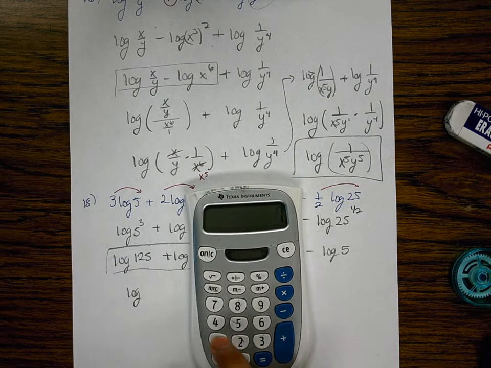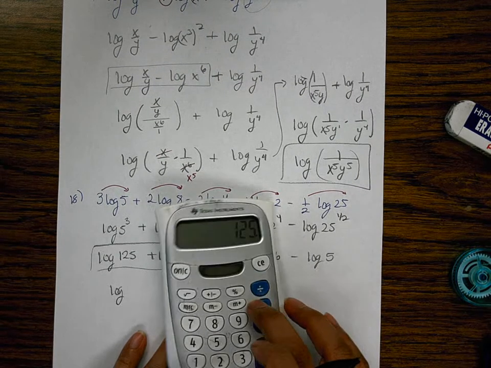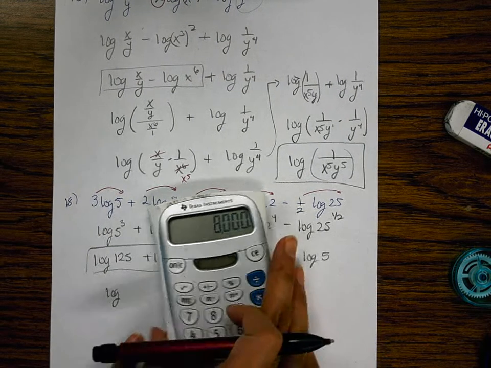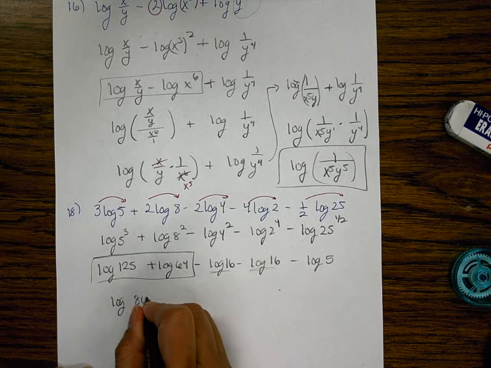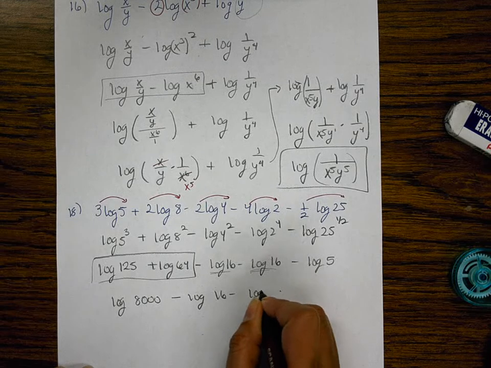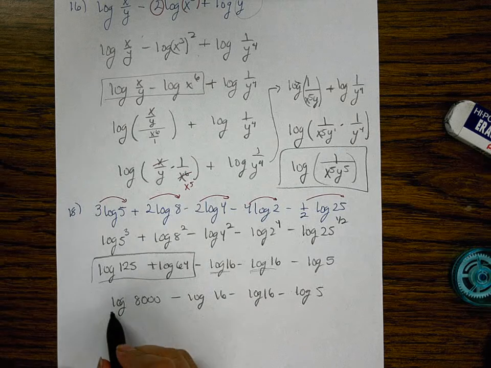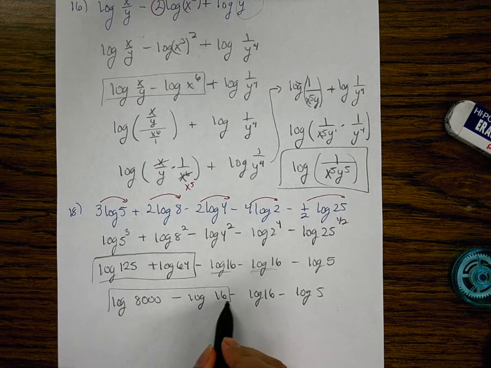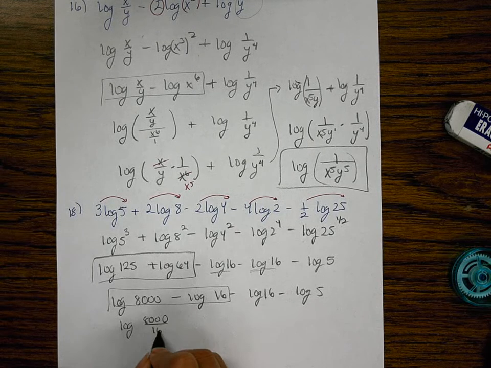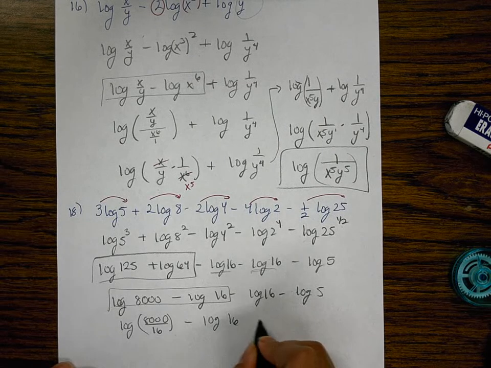125 times 64 equals 8,000. So log of 8,000 minus log of 16 minus log of 16 minus log of 5. And then I'm going to combine these two again. I'm just going from left to right, and this is going to become a fraction. Log of 8,000 over 16 minus log of 16 minus log of 5.